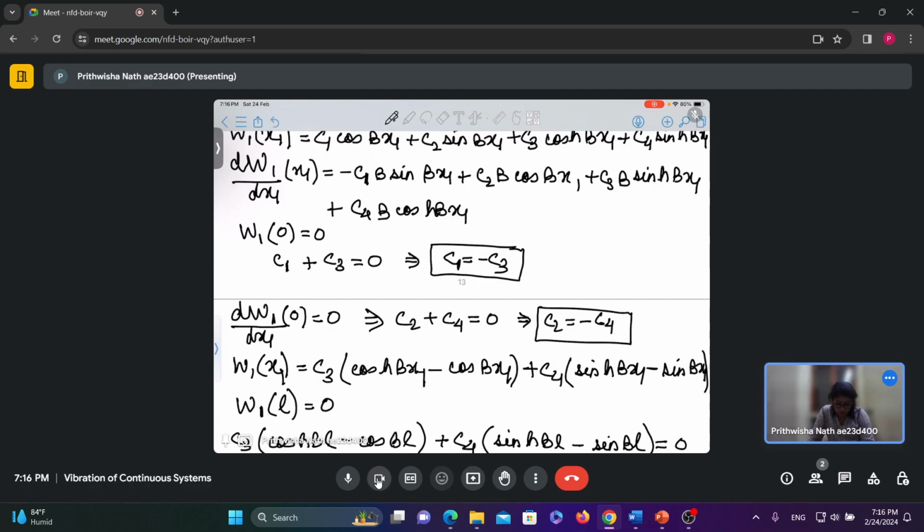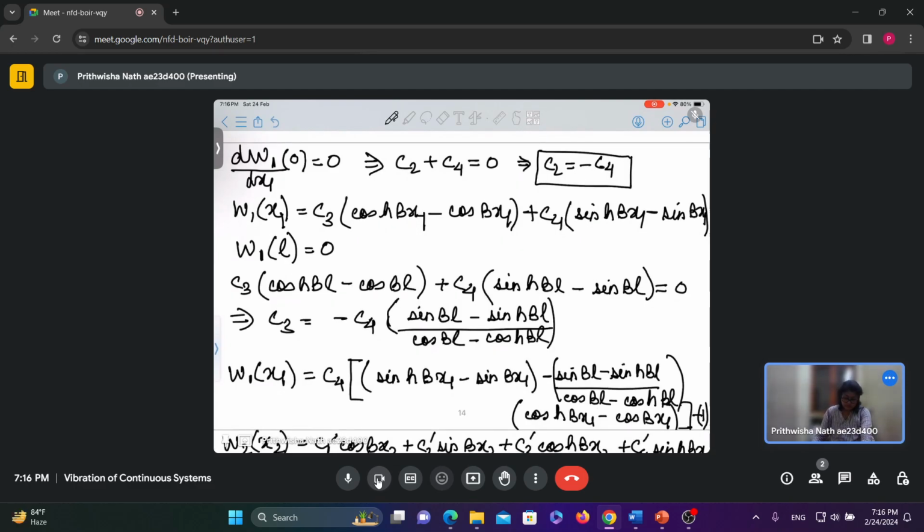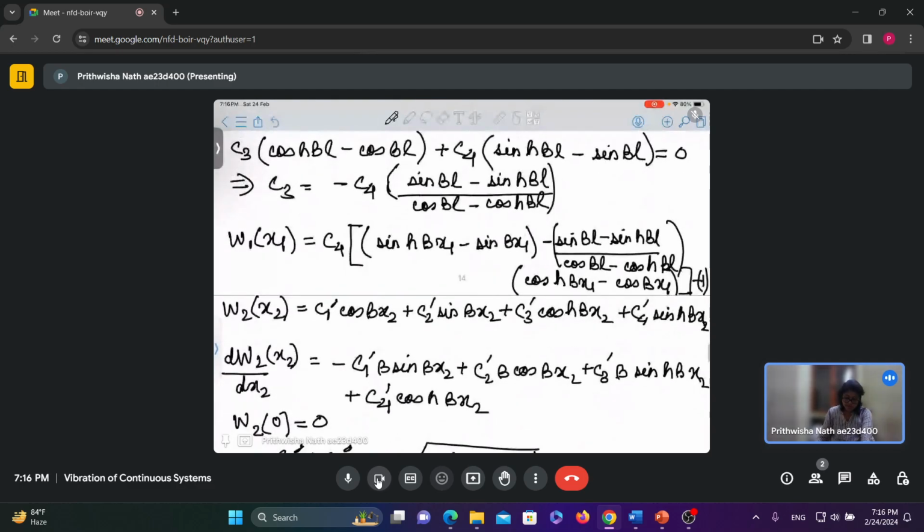Now I write the equation for W1 in terms of C3 and C4, since I know C1 and C2 in terms of C3 and C4 respectively. Now I use the condition W1 at L equals 0. By using that condition, I get C3 in terms of C4. Now I write the entire equation of W1 in terms of C4. So this is one equation.